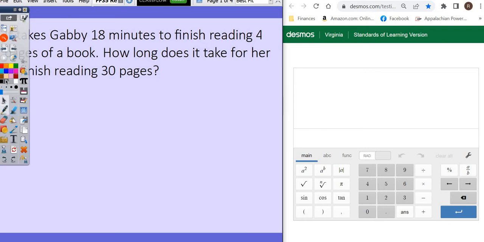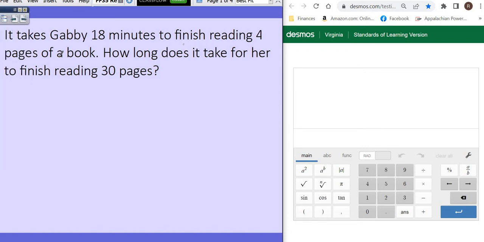Well, if you'll notice, there is nothing in that problem that has a percent sign. So that means this is going to be unit over unit. We're talking about minutes, so I'm going to put an M there, and we're talking about pages of a book, so I'm going to put a P here. It took 18 minutes to read 4 pages, and over here it says, how long does it take to read 30 pages? Well, 30 goes on the bottom, and the how long is our X, so it goes up here on top.